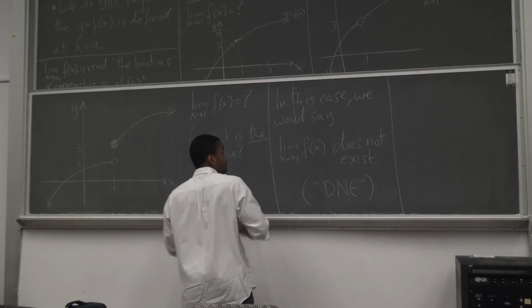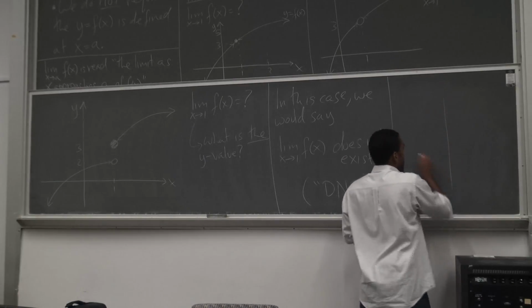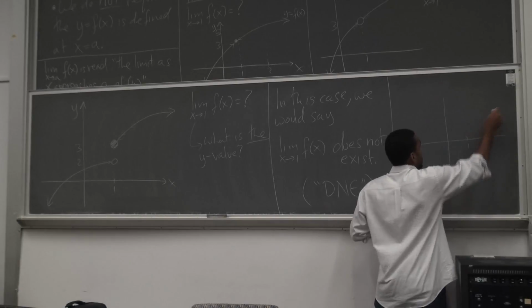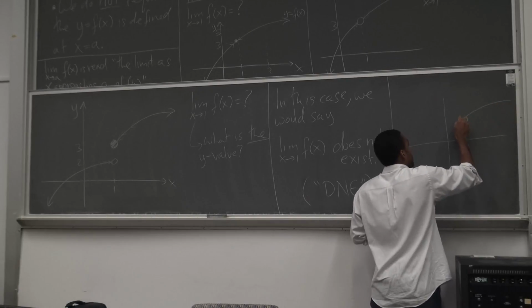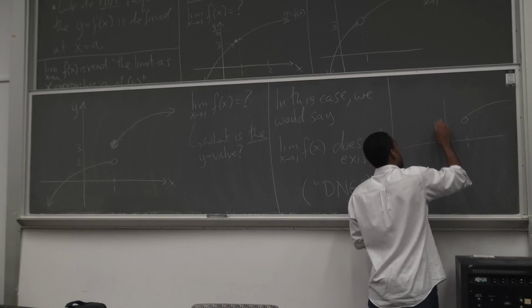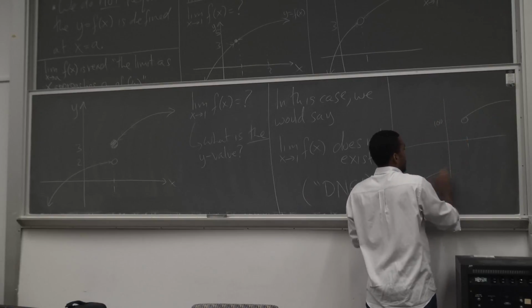So for example, imagine if we had a situation like this, where this is 1, and over here, this gives you 100, and over here, this gives you minus 300.